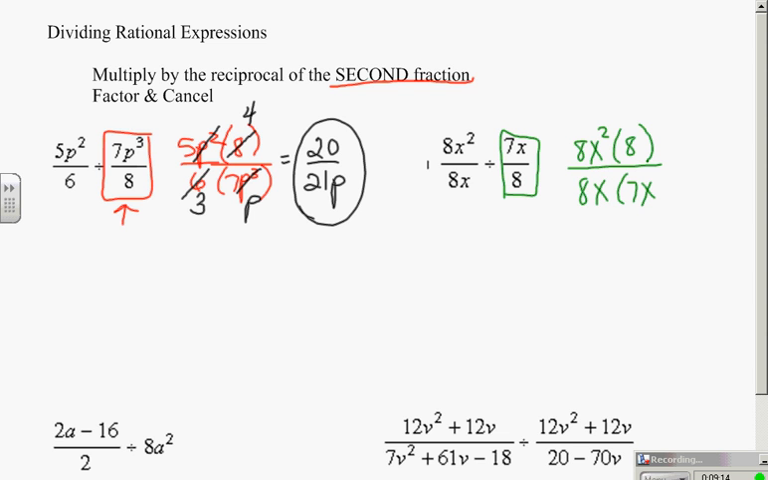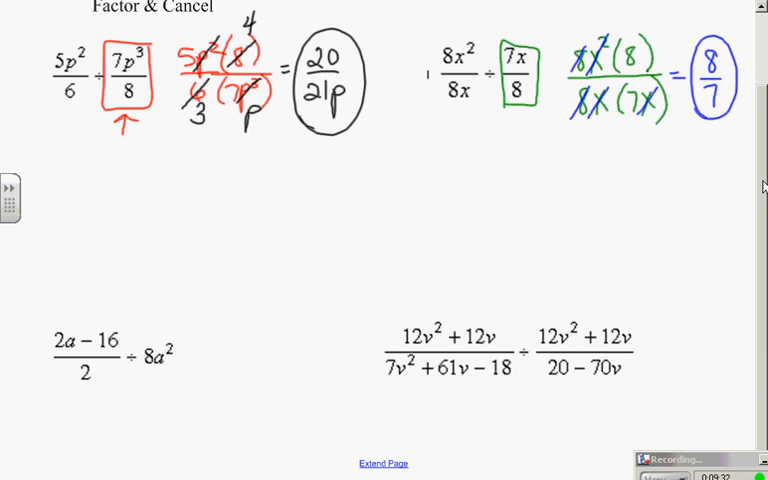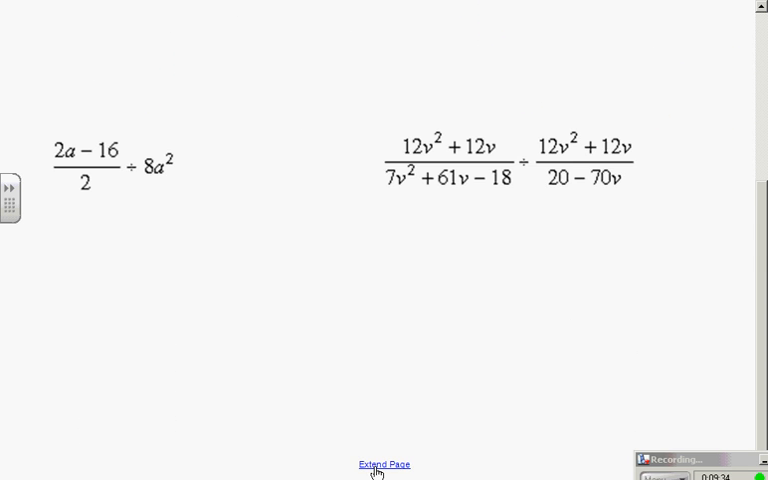So I'm going to write 8x squared times 8 is going to be 8x times 7x. Now that I've flipped and I'm all to multiplication, I'm free to cancel. I'm going to cancel that 8 and that 8. I have 2 x's in my numerator, which will cancel with my 2 x's in the denominator. And I'm left with a nice, neat, tidy 8/7.